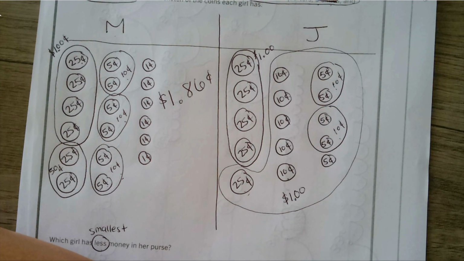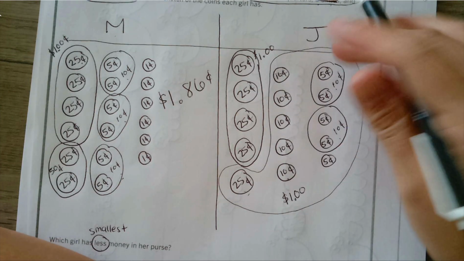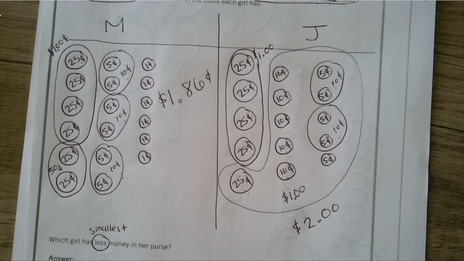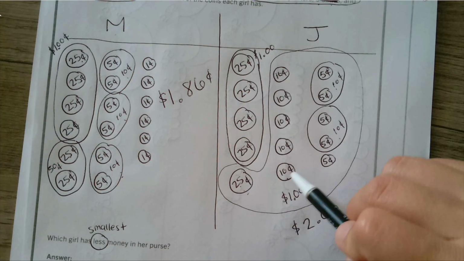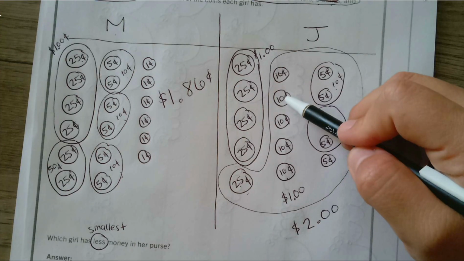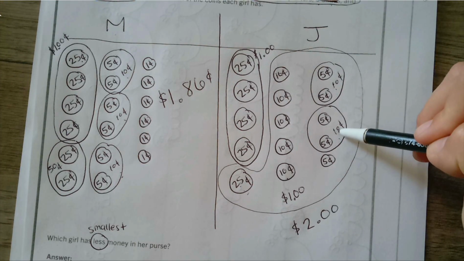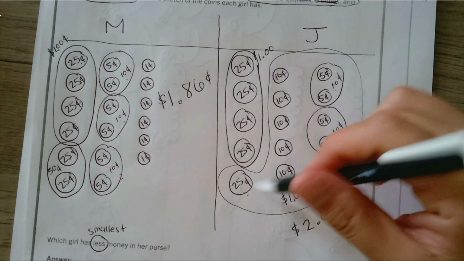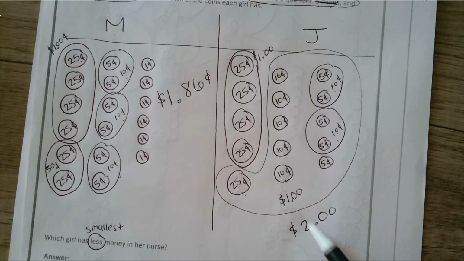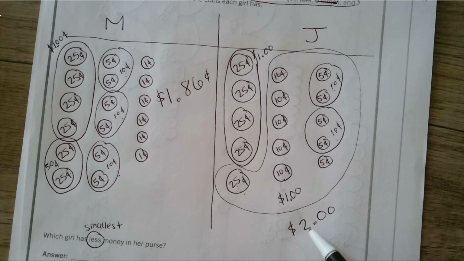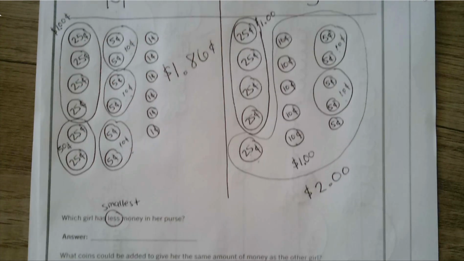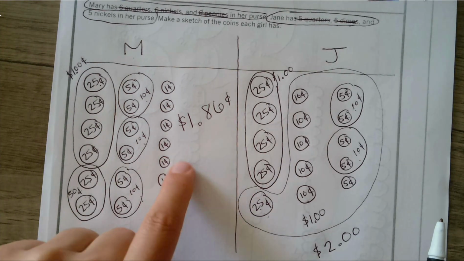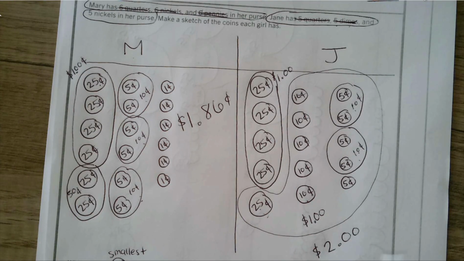So how much money does Jane have? I have $1 and $1. So Jane has exactly $2. 25, 35, 45, 55, 65, 75, 85, 95 plus 5 cents, that would be 100. So this was 100 cents, this is 100 cents, so she has 200 cents, which is $2. So which girl has less money in her purse? Jane or Mary? Mary does.